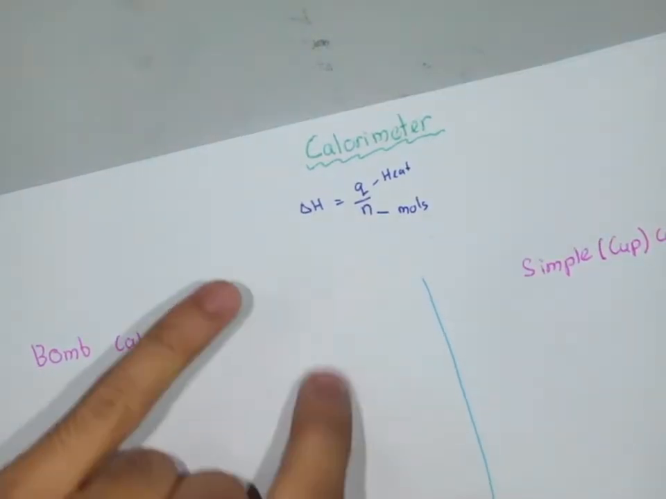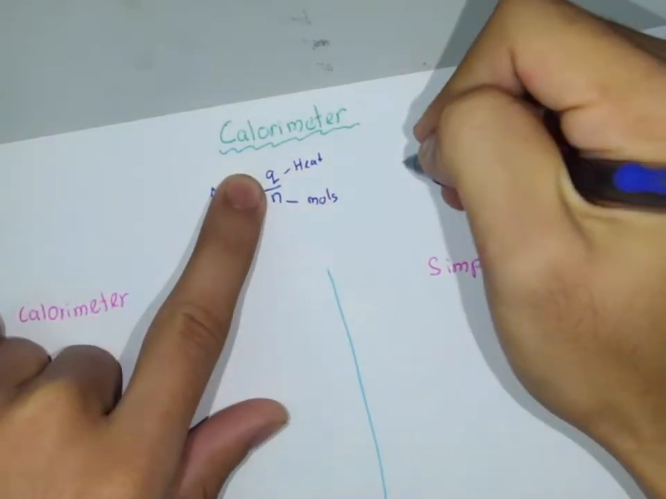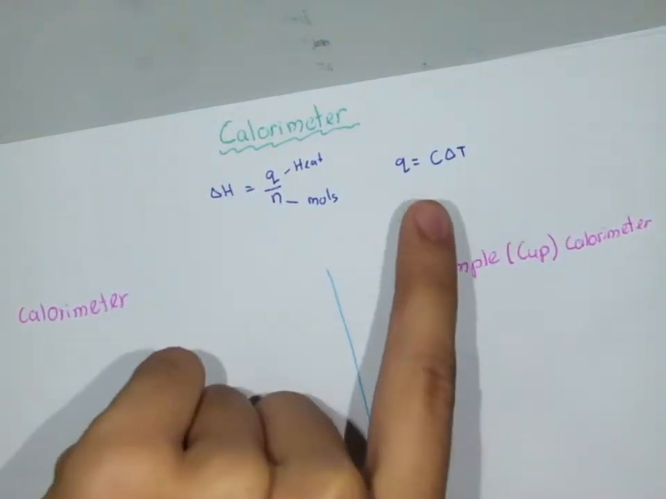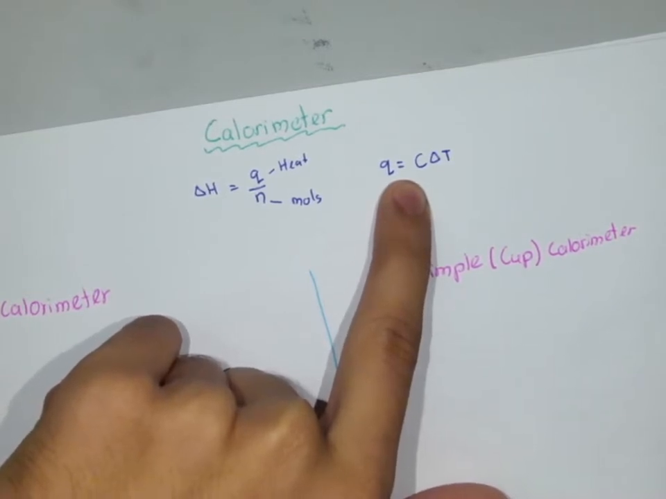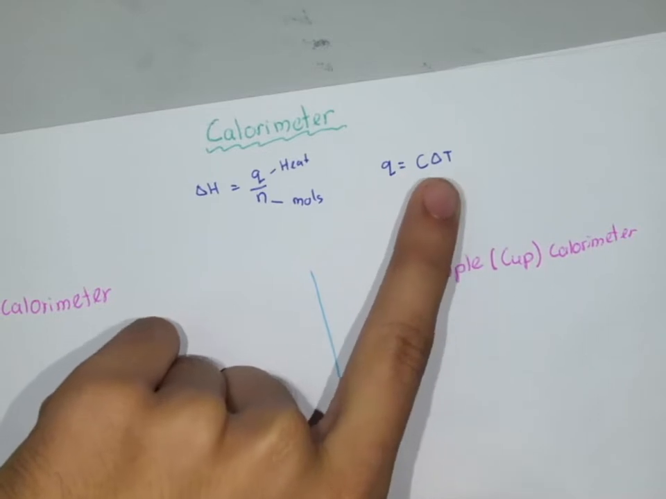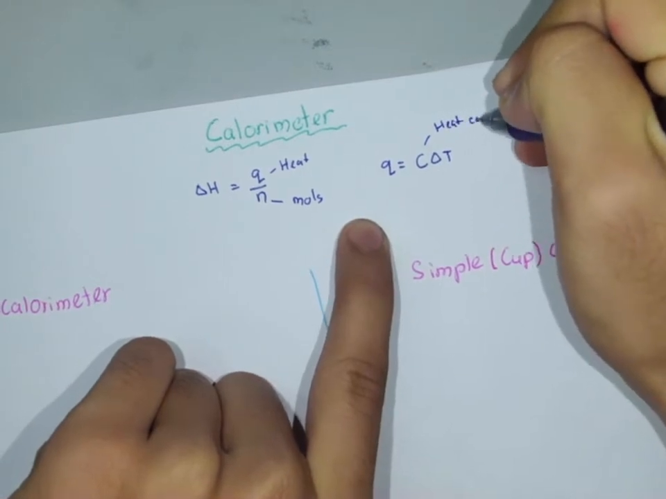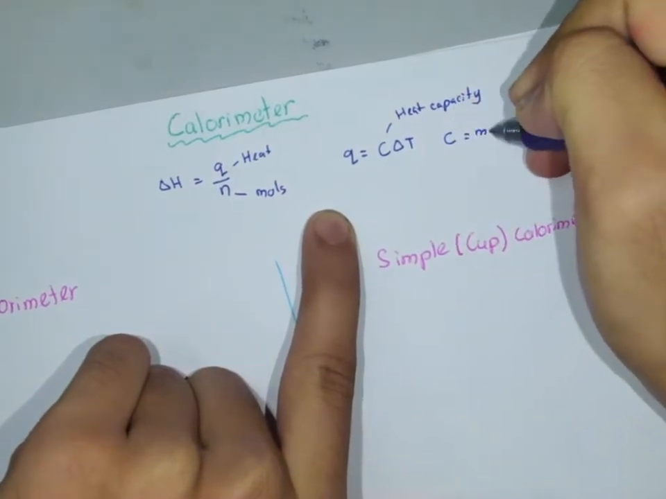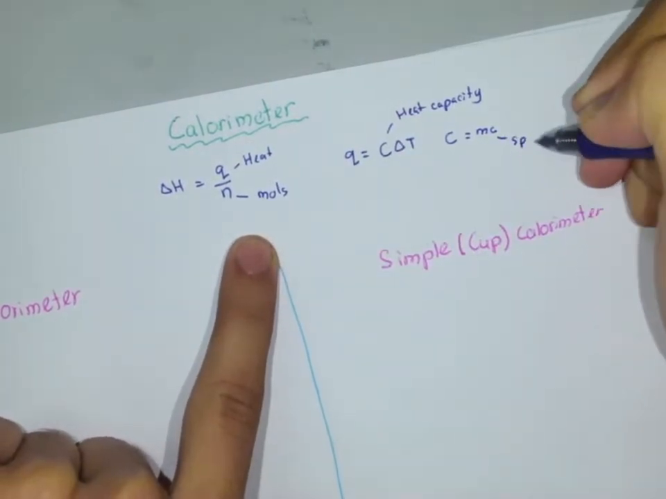Based on this, moles we know how to find, so we need to know how to find Q. Q is equivalent to C delta T, where C is heat capacity. If they just give you heat capacity, you can use it directly. But what if the question gives you specific heat capacity? We know that heat capacity is equivalent to m small c. So what is m small c? It is specific heat capacity.